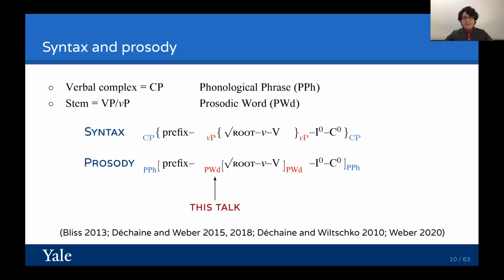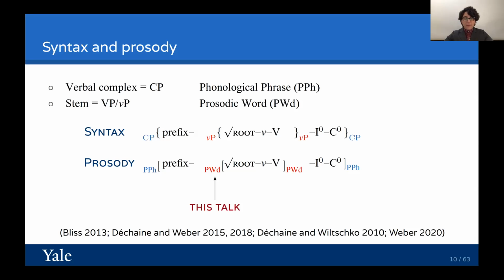But to simplify the morphosyntax in a way, the stem has been shown in previous work to consist of a root followed by one or two verbalizing suffixes, therefore forming a little VP. And the entire verbal complex itself consists of that stem, the VP stem, followed by clausal heads representing I and C, and preceded by any number of prefixes. And this entire verbal complex forms a CP.